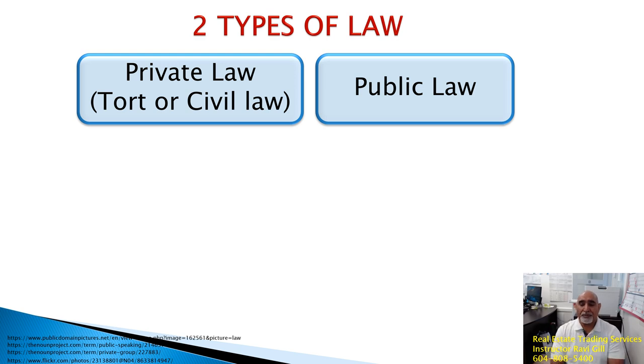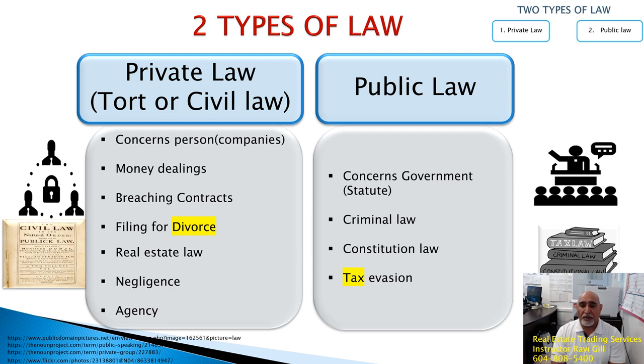Okay, 2 types of law. One is called private law and the other is called public law. Another name for private law is tort or civil law. So you need to know for your examination that private law is basically dealings of person against person or a company versus a company. Private law or tort or civil law is anything to do with contracts between people or between companies or between a person and a company.